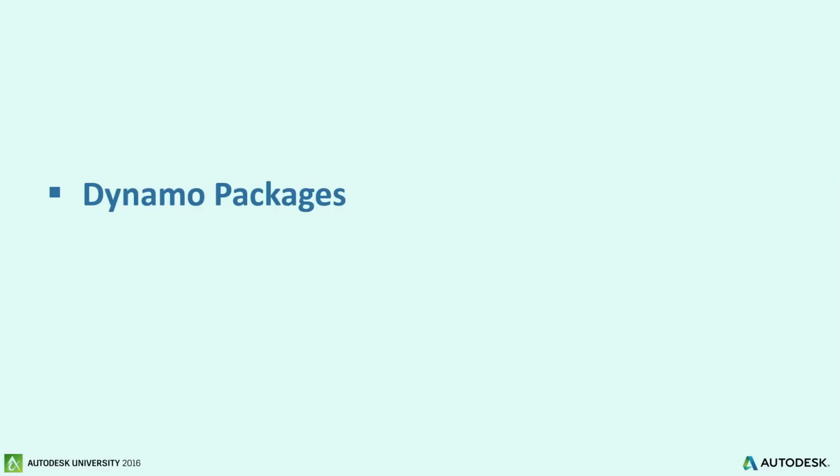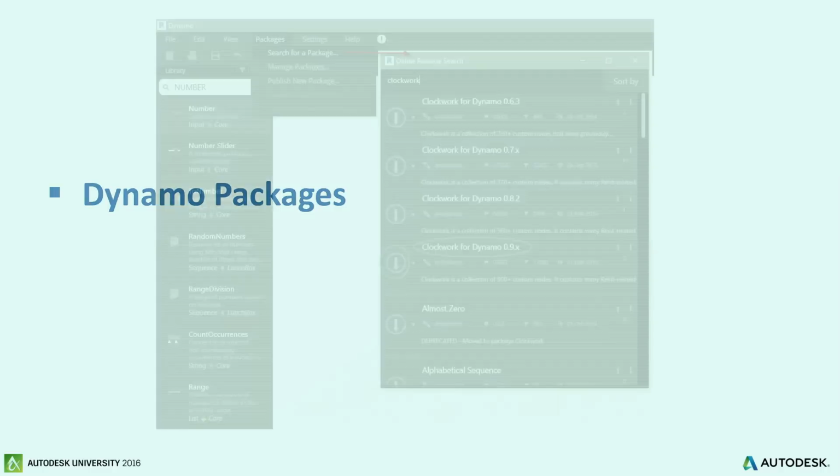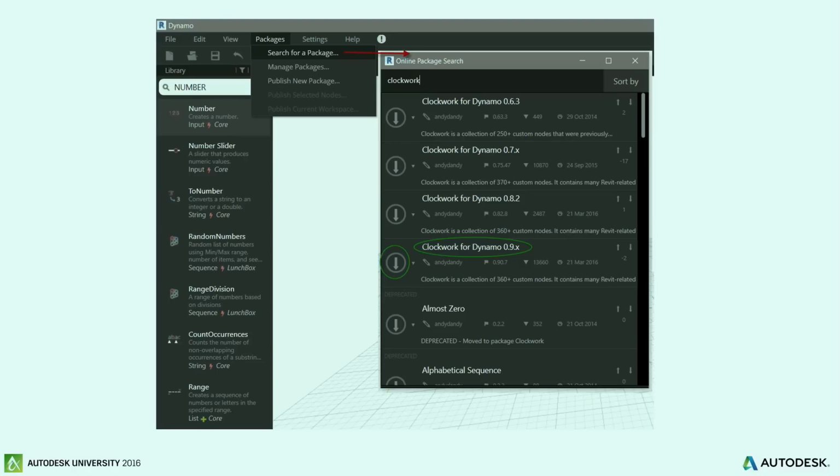Let's talk about Dynamo Packages. What are they? They're kind of like a whole collection of graphs that, I'm using this a lot, I hope I'm not killing it, but geniuses have made. And they really are smart and really generous to share all this work that they've done. What you do is in Revit, in Dynamo, you go up here, search for package, and then you type in what you're looking for.